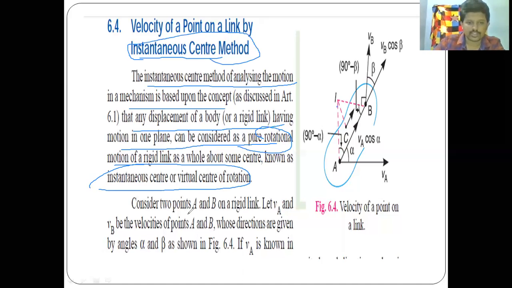Consider two points A and B on a rigid link. Let VA and VB be the velocities of points A and B. This is VA in this direction and this is VB in this direction. That means both have some horizontal and vertical, or 90 degree, part with an axis. The two points in the link have two velocities there.